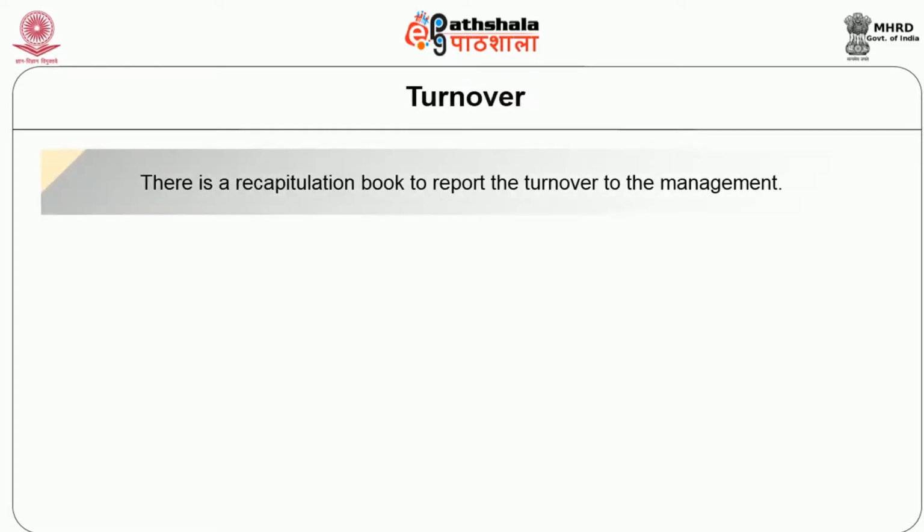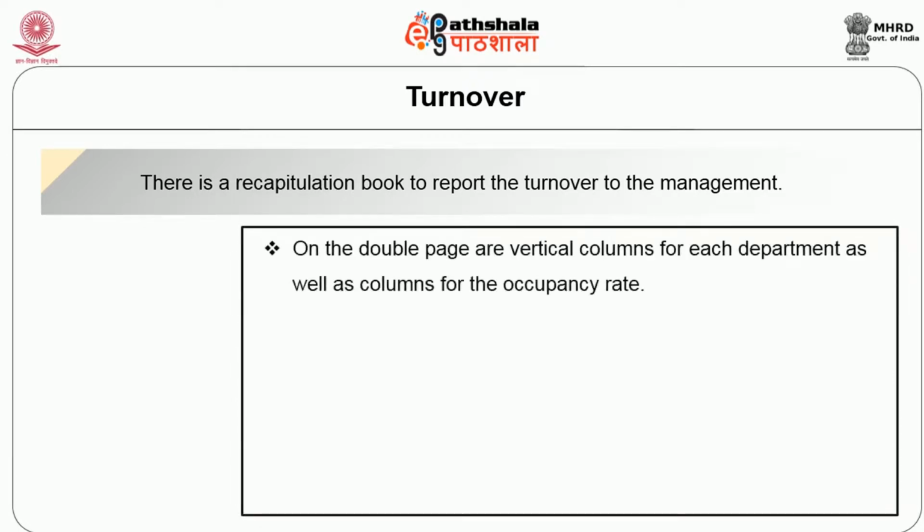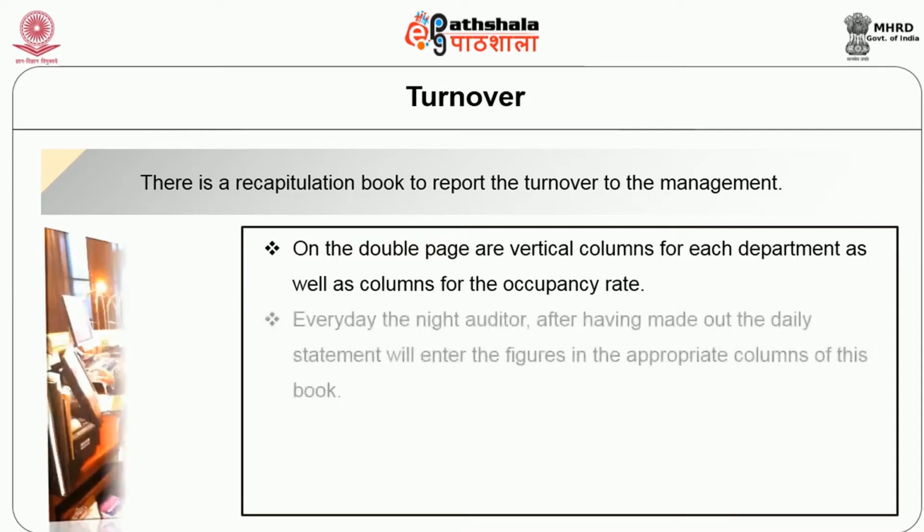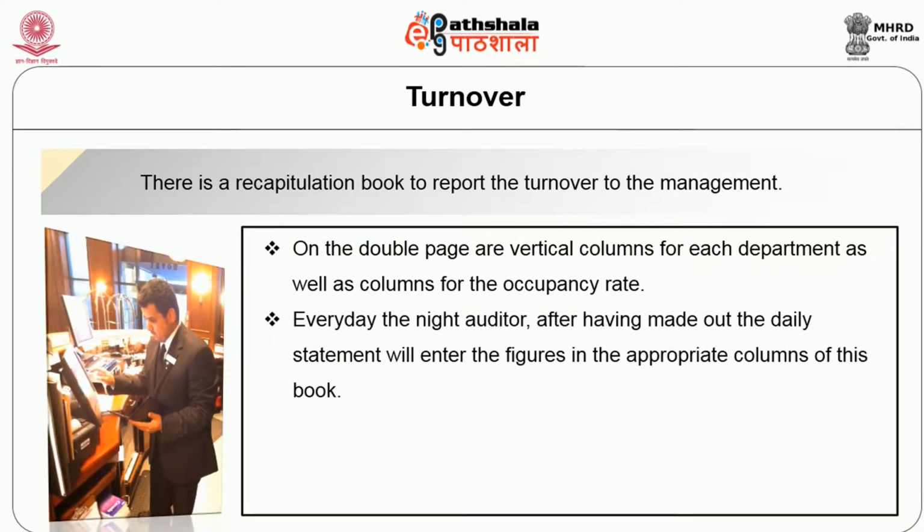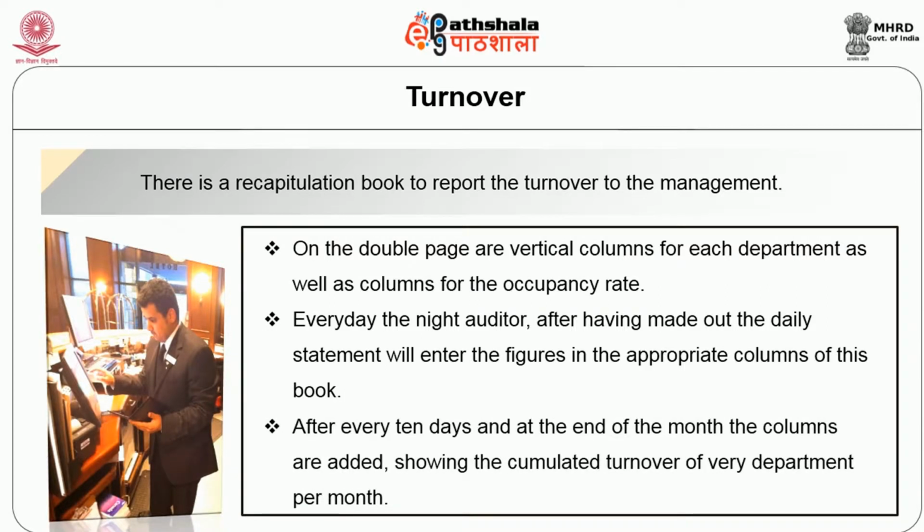There is a recapitulation book to report the turnover to the management. On the double page are vertical columns for each department as well as columns for the occupancy rate. Every day the night auditor, after having made out the daily statement, will enter the figures in the appropriate column of this book. After every 10 days and at the end of the month, the columns are added, showing the cumulated turnover of every department per month.